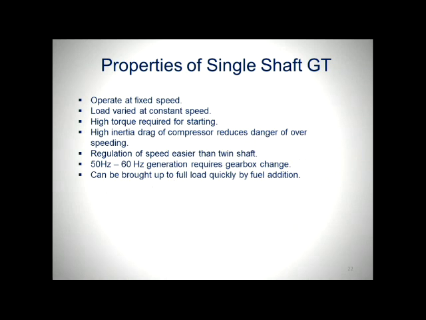Okay, so why even bother with having single and twin shaft engines? Well, single shaft operates at a fixed speed. The load is varied at constant speed, so that means you inject more fuel if you want. But these require a high torque for starting because you've got to turn over the whole engine. Because it's a huge mass, if you want to accelerate it, it's a big mass that you've got to accelerate. You've got a lot of drag, so it reduces the danger of overspeeding when you take the load off too quick.